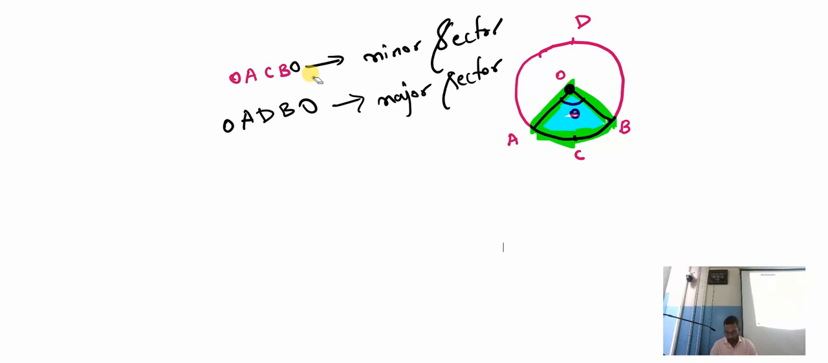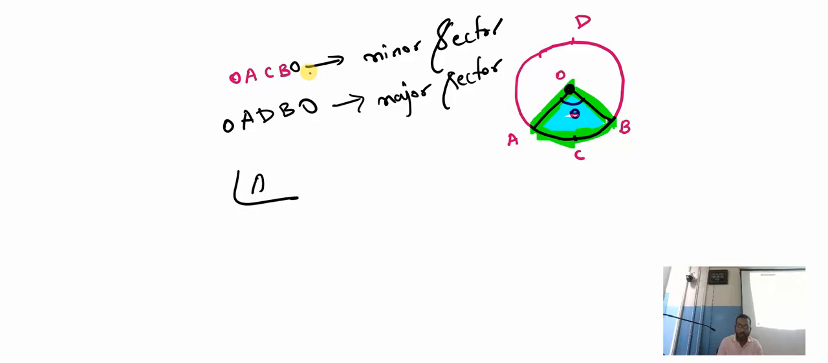Next line. OADBO is a major sector of the circle with center O.